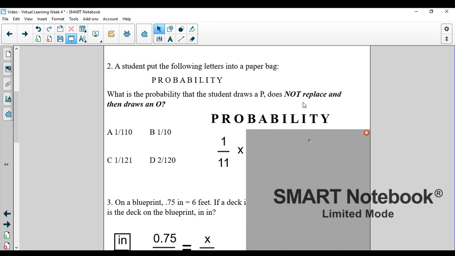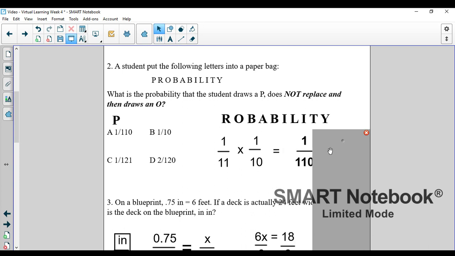Well, something happens here. They take this P out and they don't put it back in the bag. Then I have to think to myself, how many letters are left? Well, they started with 11, so now there's only 10 left, and now I'm looking for the probability of getting an O. There's one O. So my probability of getting a P, 1 out of 11, times the probability of getting an O if I don't replace the P, when I multiply it, would be 1 out of 110, or answer choice A.